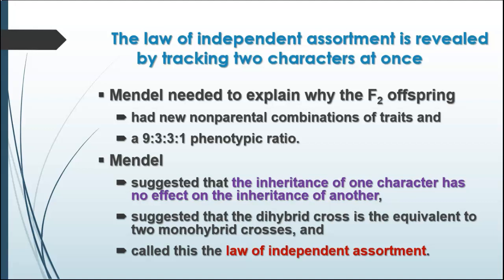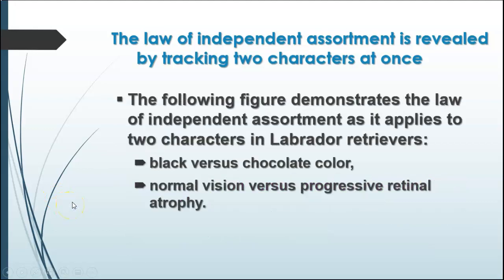And this suggests also that the dihybrid cross is the equivalent to two monohybrid crosses, and he called it the law of independent assortment. Okay, and we talked about this in meiosis. We talked about the fact that the chromosomes are independent of each other in terms of which one goes which direction during meiosis. We also call that independent assortment. So these are very closely related hypotheses or laws that work together.